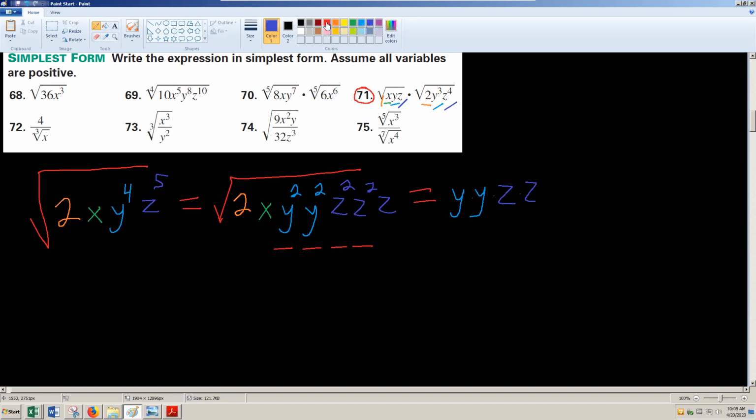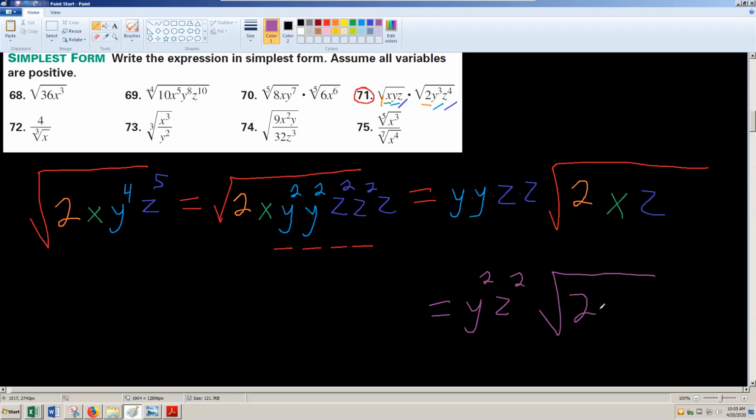Get my square root here. So now looking at what's left underneath, I have my 2, I have my x, and I've got one of my z's left over. So now in terms of my final answer, what's my final answer going to be? Y times y gives me y squared. Z times z gives me z squared, square root of 2xz. And I am good to go. Any questions here?